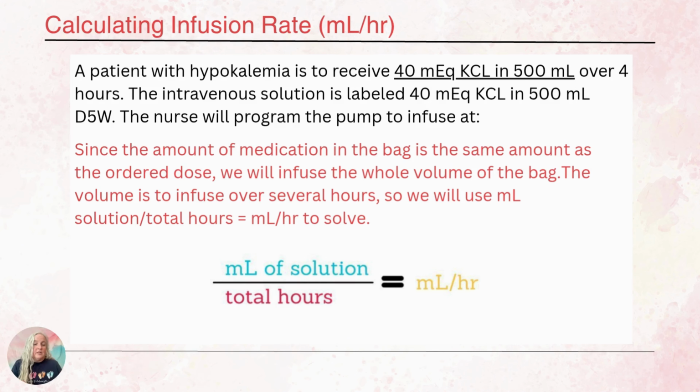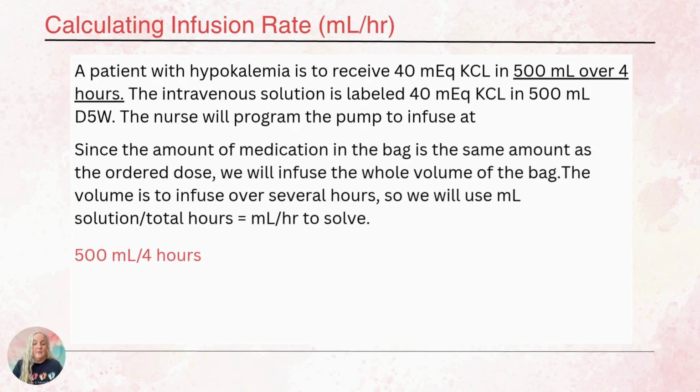The volume is to infuse over several hours, so we're going to use milliliters of solution divided by the total number of hours, and this will tell us how many milliliters per hour to infuse. So there's 500 milliliters of solution, and we're going to divide that by 4 hours, and we're going to find that our infusion rate is 125 milliliters per hour.